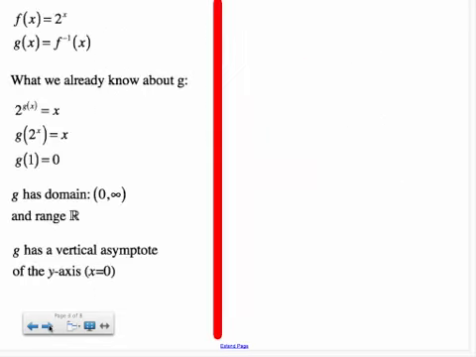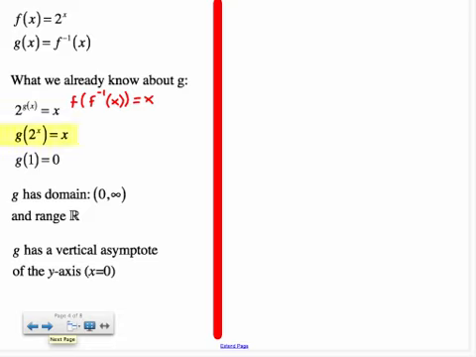Before we get to this function's name, without even knowing its name, we already know all sorts of stuff about it because of properties of inverse functions. For example, we're going to call the inverse function g for the moment. We know that if you compose 2 to the x with g, you're going to get x. Why is that the case? Because we know that f of f inverse of x has to give you x. That's the composition property of inverse functions. Once we know who g is, we'll have a property that will work for us.